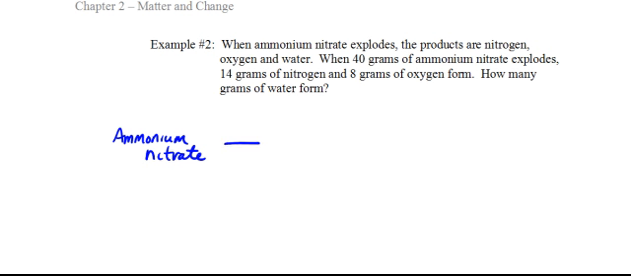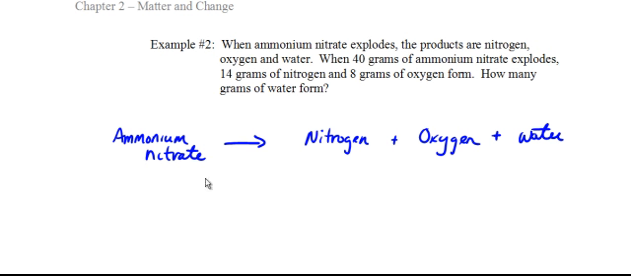And what's going to happen is it's going to explode, and it's going to form nitrogen, oxygen, and water. Water vapor, actually. Now the question goes on and says, when 40 grams of ammonium nitrate explodes, 14 grams of nitrogen and 8 grams of oxygen form. How many grams of water will form?